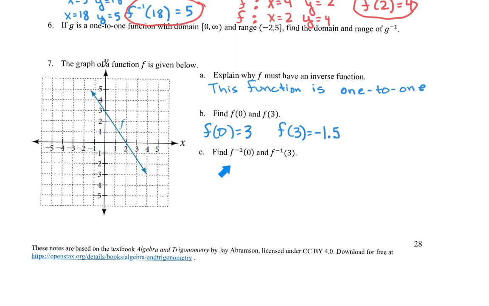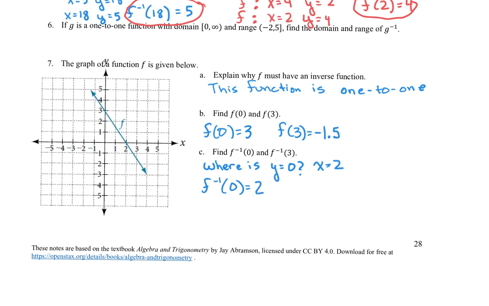For letter C, we're asked to find the inverse of 0. So what this means here, that for the actual function, where is y equal to 0? So we'll look for this. Where is y equal to 0? And y is equal to 0 when x equals 2. Therefore, the inverse at 0 will be 2.